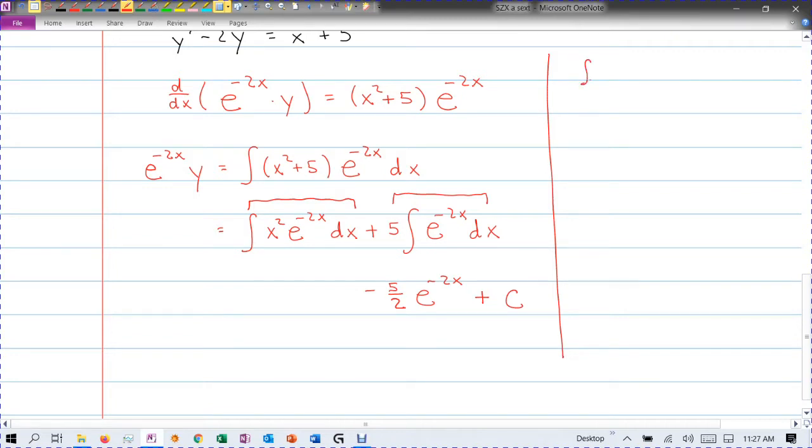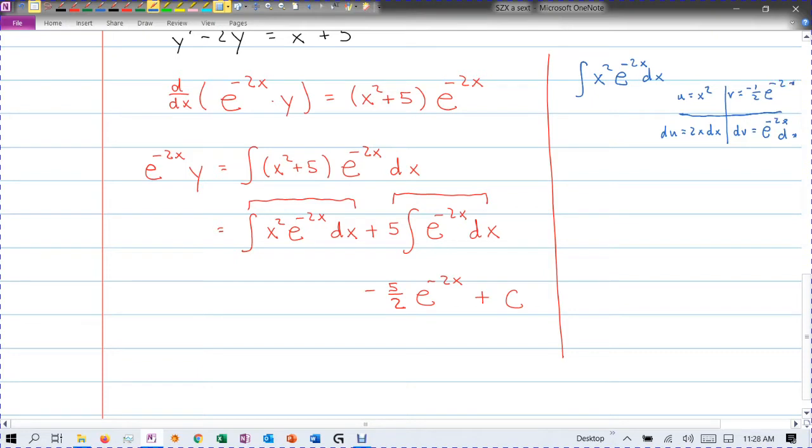I've got to do the integral of x squared e to the negative 2x dx. So some integration by parts. I'm going to let u be equal to x squared. dv is e to the negative 2x dx. Sorry, it's getting a little sloppy. du will be just 2x dx. And v, careful here, is negative 1/2 e to the negative 2x.